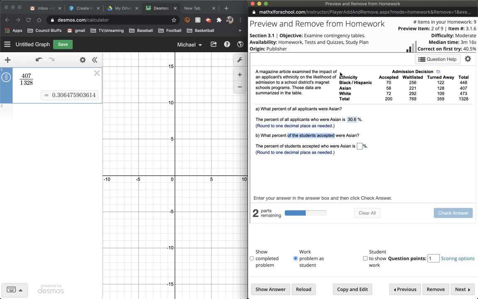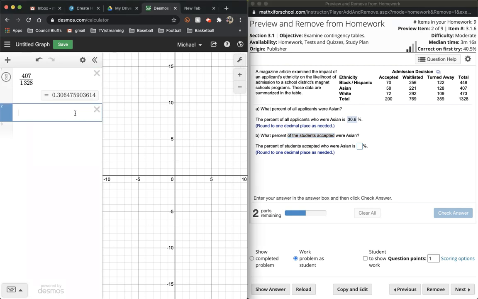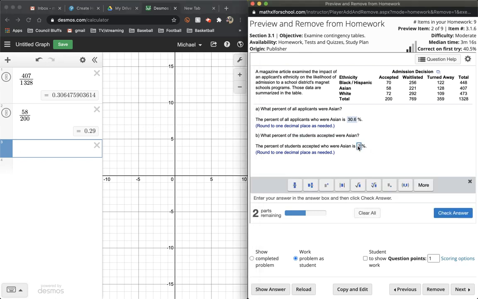Okay, so out of all of the students that were accepted, in this case, there were only 200 students accepted. So out of those 200, how many of them were Asian? 58. So 58 Asians out of the 200 accepted students. So 58 out of 200, that is going to be 29% on the dot.